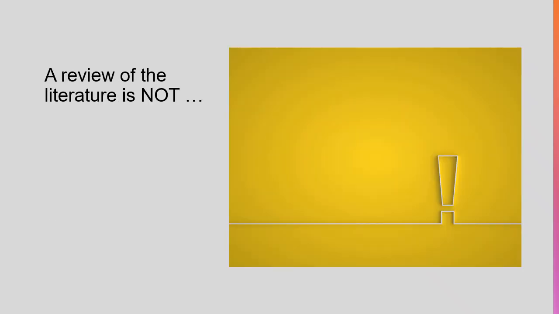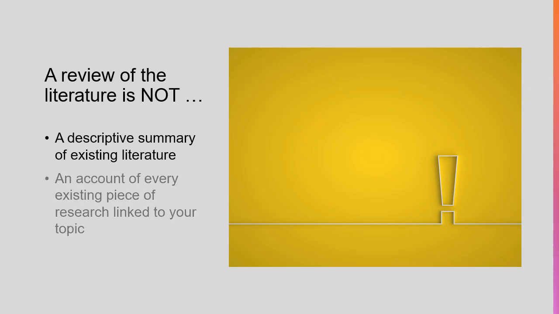It can also be useful to conceptualise the literature review in terms of what it is not. So it is not just a descriptive summary of existing literature. You need to go further than simply summarising or describing. You do this by questioning the sources and reflecting upon whether you agree or disagree with the main arguments presented and why. It's also not an account of every existing piece of research linked to your topic. Whilst it should be comprehensive, you need to be selective, as it's neither possible nor desirable to include absolutely everything.